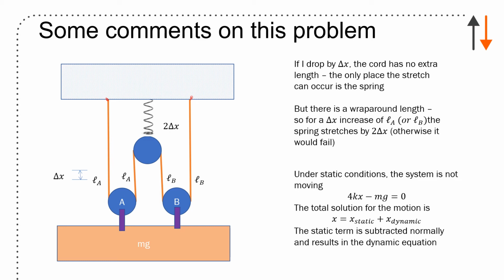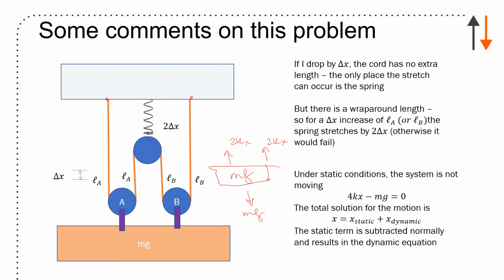So to take care of that, the spring is actually responsible for all of the distances, which means that under static conditions, my system consists of 2kx going up, mg, which is mg here. So 4kx minus mg equals 0. And again, downward is my direction of motion.